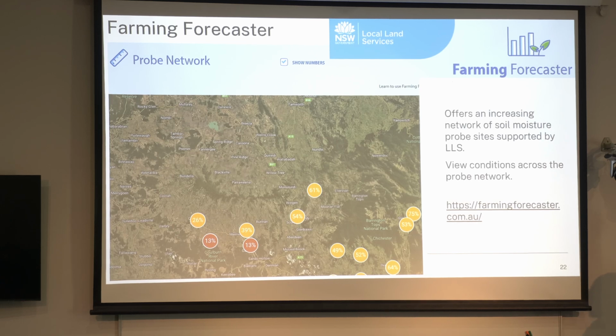But it gives us a chance to look across the region. So if you see all the sites in the green, well, that's good. If you see all the sites tending into the red, that's not so good. So it's a great way of looking across the region.